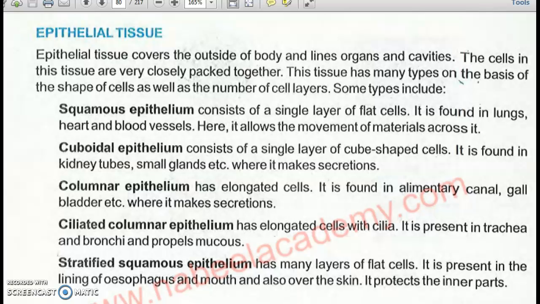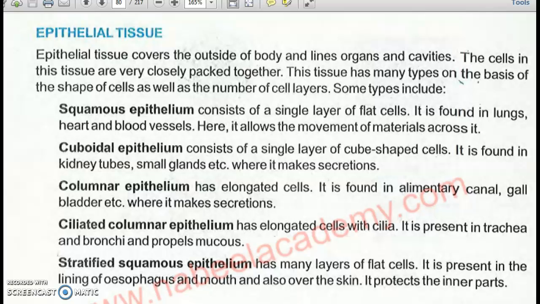Ciliated columnar epithelium. Structure wise they are somewhat similar to the columnar, right? The cells are long and arranged in columns, but one thing is different, that is the presence of small hair-like structures which are known as cilia. It is present in the trachea and bronchi, and their function is to propel the mucus.